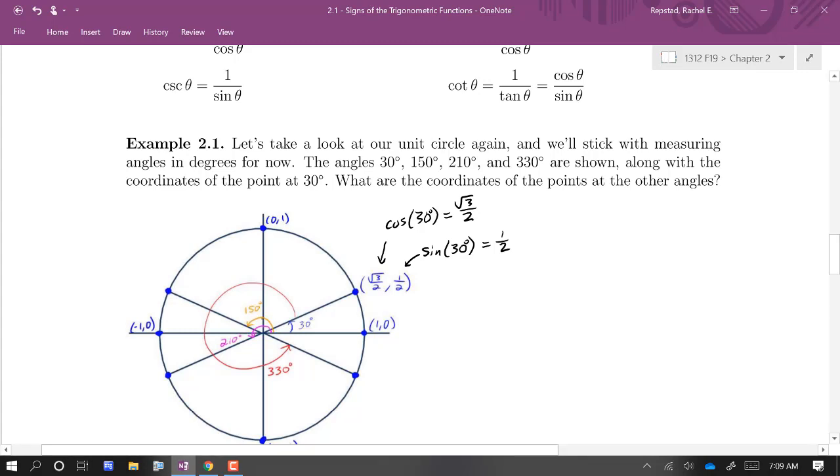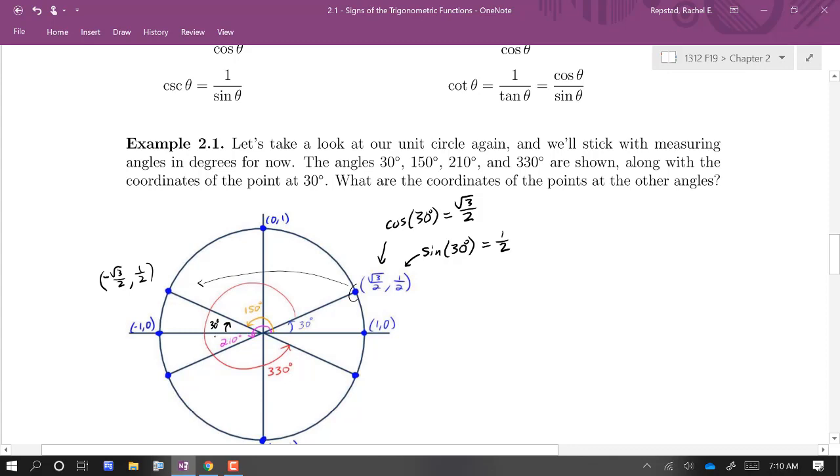So this first angle here, the second quadrant angle, 150 degrees, is the same as measuring 30 degrees up from the negative x-axis. It's really what we get if we take this known point here and just reflect it across the y-axis. And that means that the y-coordinate is the same, and the x-coordinate is just going to be the negative, minus root 3 over 2, positive 1/2.